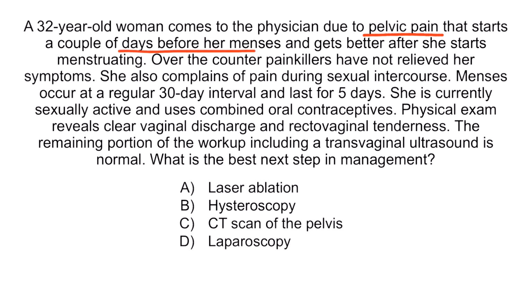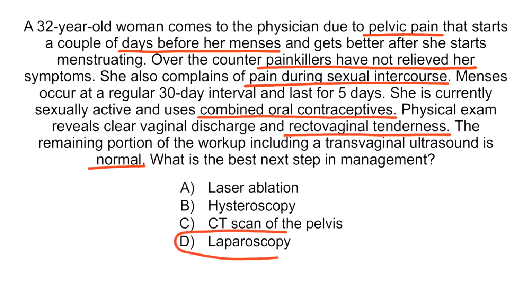All right, so this patient is presenting with characteristic pain of endometriosis, where her pain starts a couple of days before her menses and gets better after she starts menstruating. Pain during sexual intercourse and rectovaginal tenderness on physical exam are also characteristic findings of endometriosis. Since painkillers have not helped and using combined oral contraceptives has not resolved her symptoms and the ultrasound was inconclusive, the next best step in management is laparoscopy to confirm the diagnosis. So the correct answer is option D. Laparoscopy will also allow laser ablation or excision of the endometriotic lesions once the diagnosis has been confirmed.